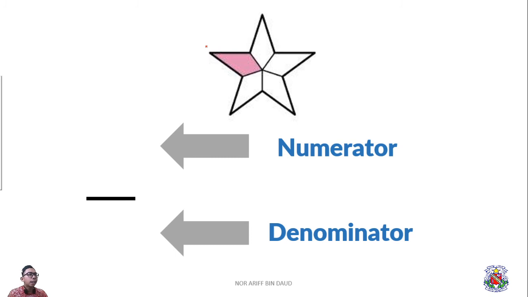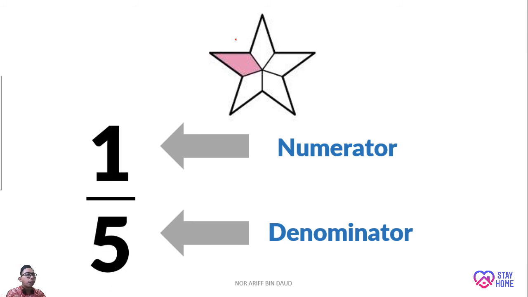So I have a star here. If the star is divided equally into the same size, how many parts do we have here? We have 5 parts. So the denominator will be 5 and the numerator will be 1.